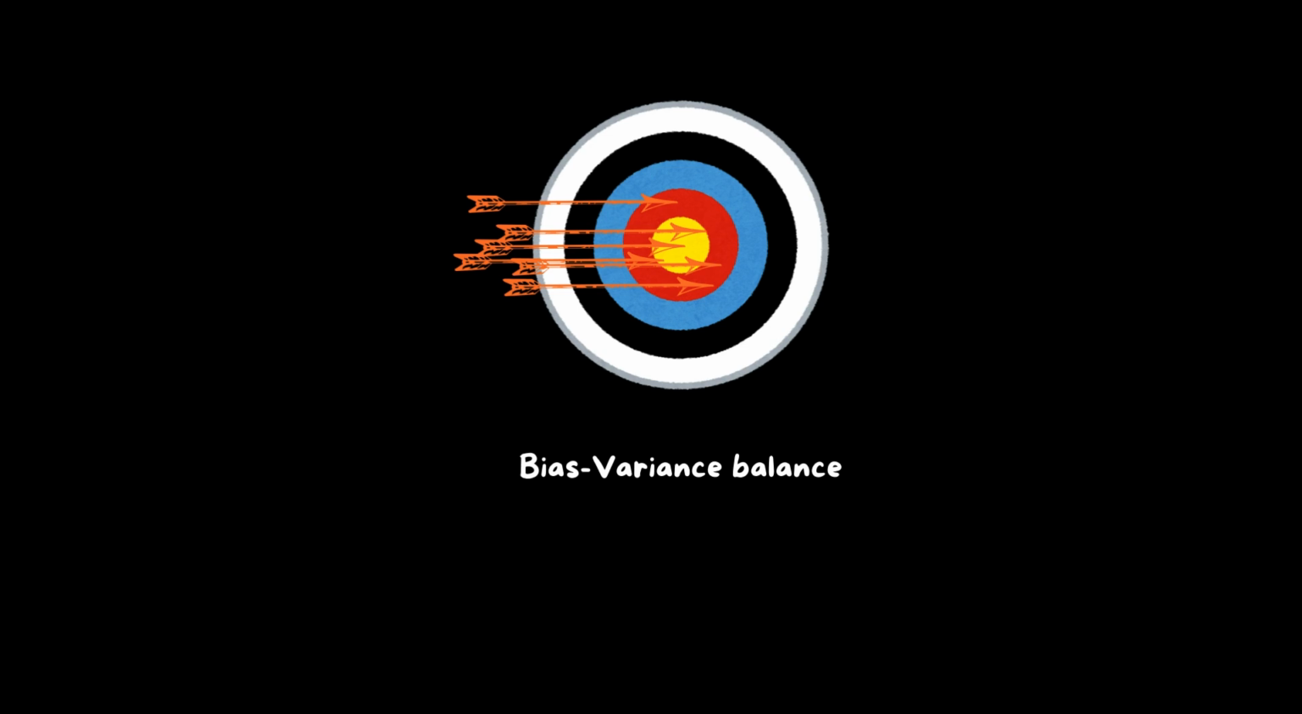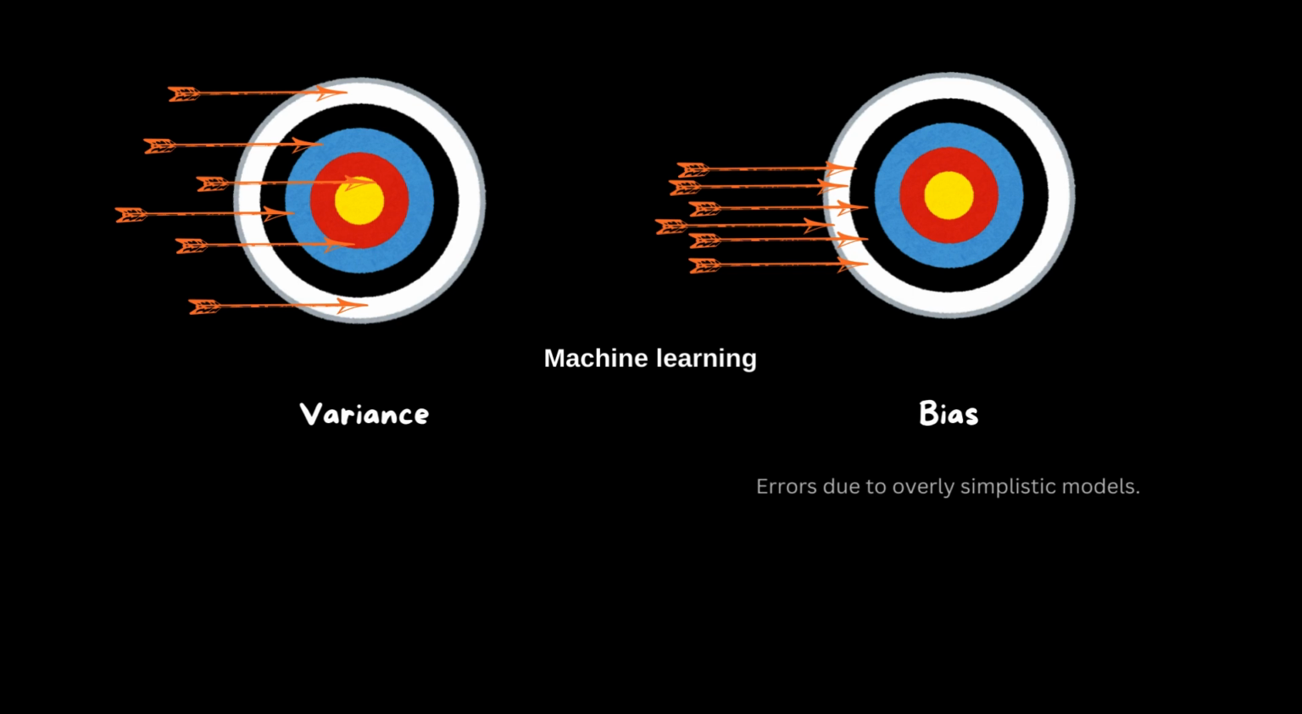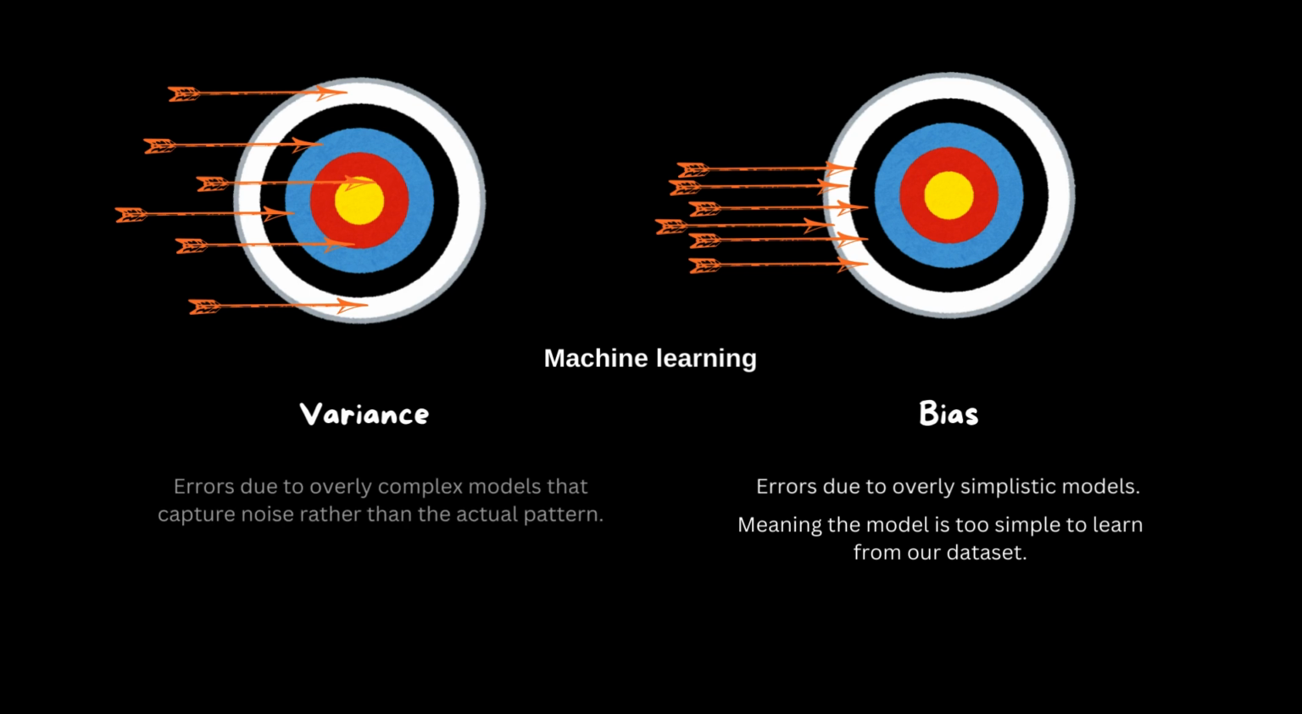work is done, right? So, in the world of machine learning, bias refers to error due to overly simplistic models, meaning the model is too simple to learn from our dataset. These models assume too much and don't capture the underlying patterns well. On the other hand, variance refers to errors due to overly complex models that capture noise rather than actual pattern.